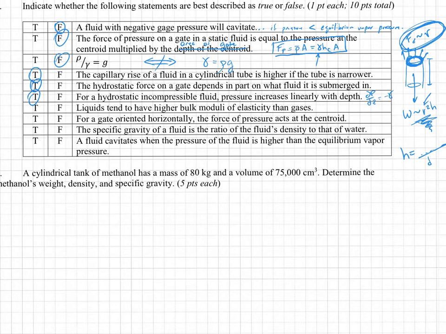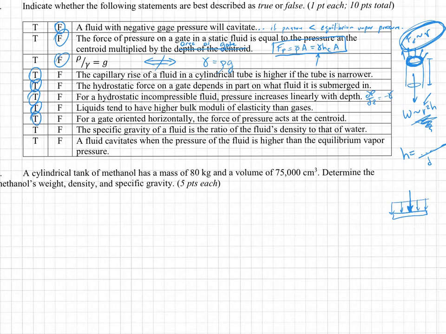Liquids tend to have a higher bulk modulus of elasticity than gases. So that's basically asking you, are liquids harder to compress than gases? And the answer is true. Yes, they are. Okay, for a gate oriented horizontally, the force of pressure acts at the centroid. So if your gate is like this, okay, then your pressure over that thing is evenly distributed. So when you want to find where that force acts, you're going to put it right at the centroid. So that is true.